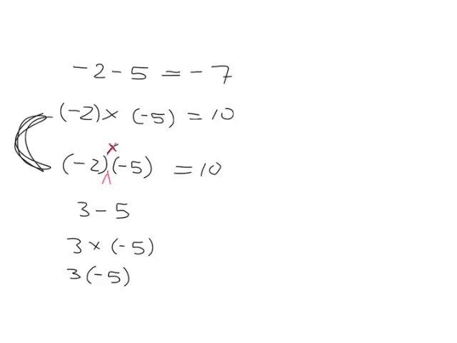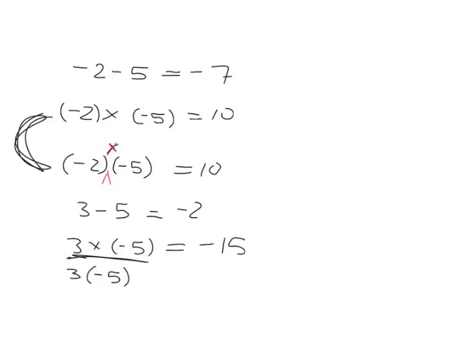Okay, so let's look at this one. This is just saying 3 minus 5. It's an ordinary subtraction. Start at 3, go 5 steps further down, you'll end up at negative 2. This is 3 times minus 5, so we've got to do our rules of positive times negative gives me a negative. So here it's going to be positive times negative gives me a negative. 3 times 5 is 15.